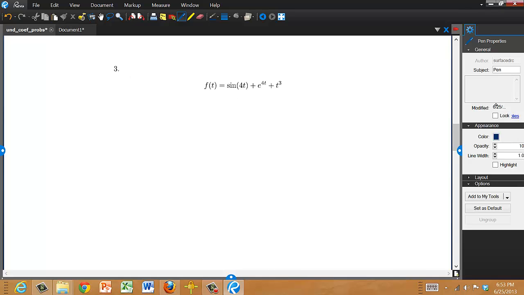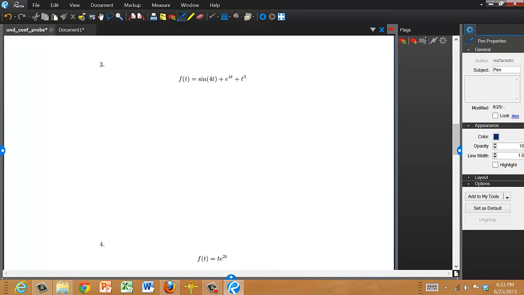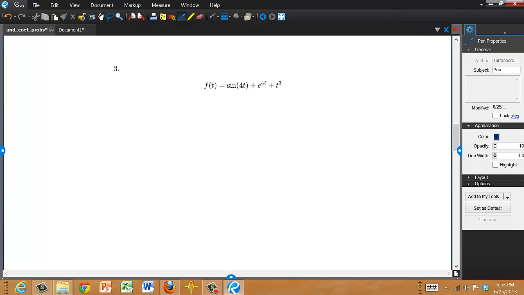Okay, so for the rest of these problems, I'm going to skip actually solving the problem. I'm just going to walk through what the correct guess is. After you have the correct guess, there's nothing really to it. You plug everything in, you calculate the derivatives, you group terms, and you solve. It's the same every time.